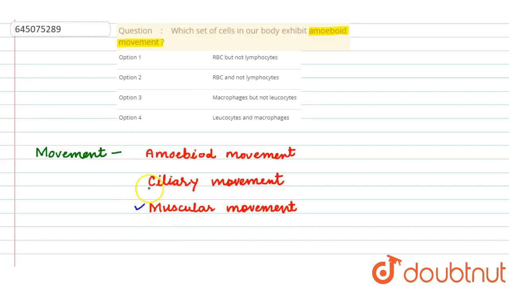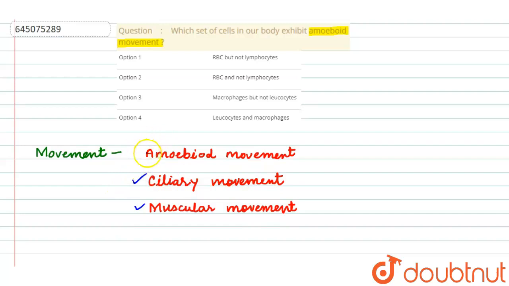Now, we will move on to the second one, which is ciliary movement. Ciliary movement is basically shown by reproductive cells like sperm and ova. The passage of ova through the fallopian tube towards the uterus is facilitated by this kind of movement.